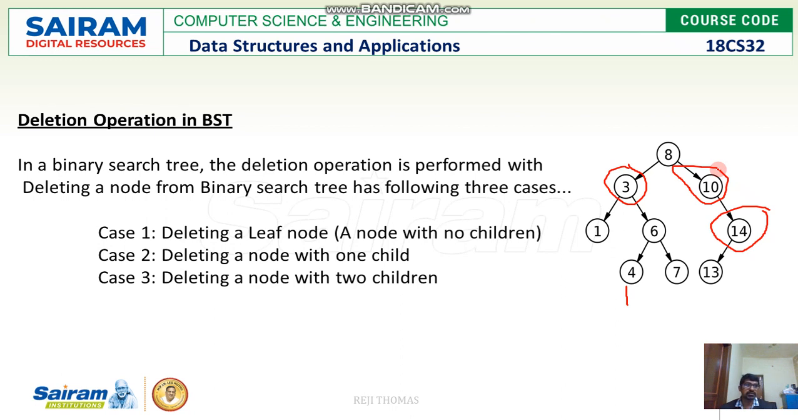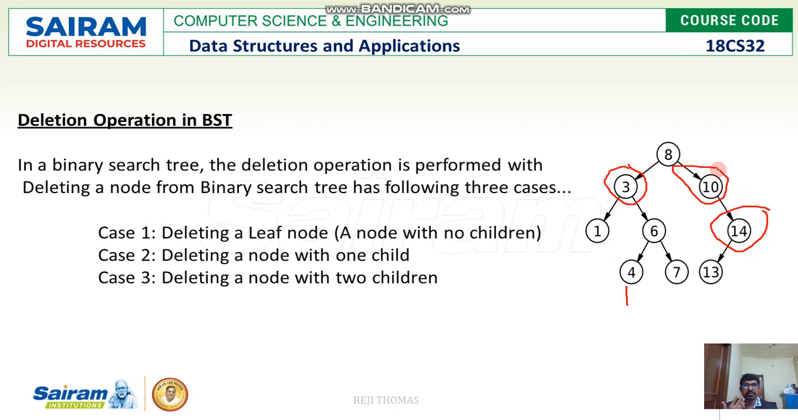Let me repeat. We will come across three scenarios, three cases when we have to delete a node from a binary search tree. The first one is you have to delete a leaf node. The node to be deleted is a leaf node.